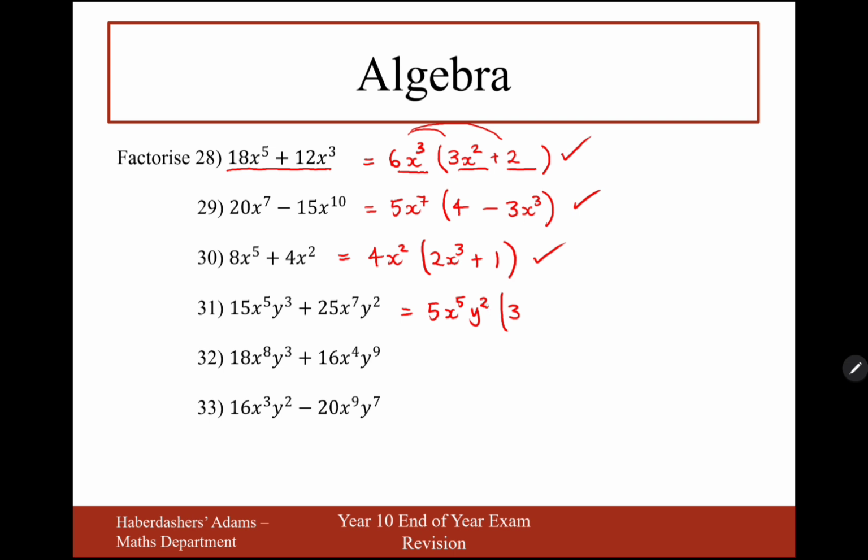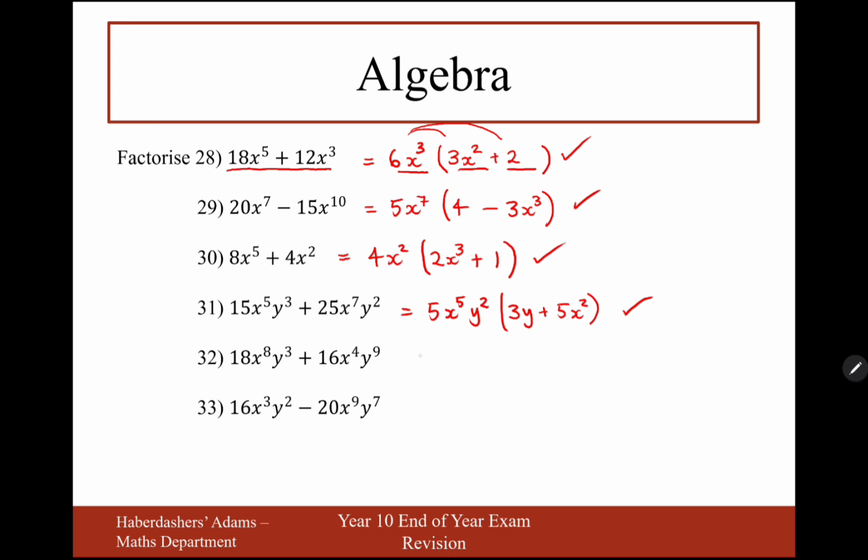And y squared will multiply by some more y's to make y cubed. And we need one more y on that first term. On the second part, 5 will multiply by 5 to make 25. X to the 5 will multiply by x squared to give you x to the 7. And then it's y squared at the back. We've already got y squared at the front, so that's the answer for 31.